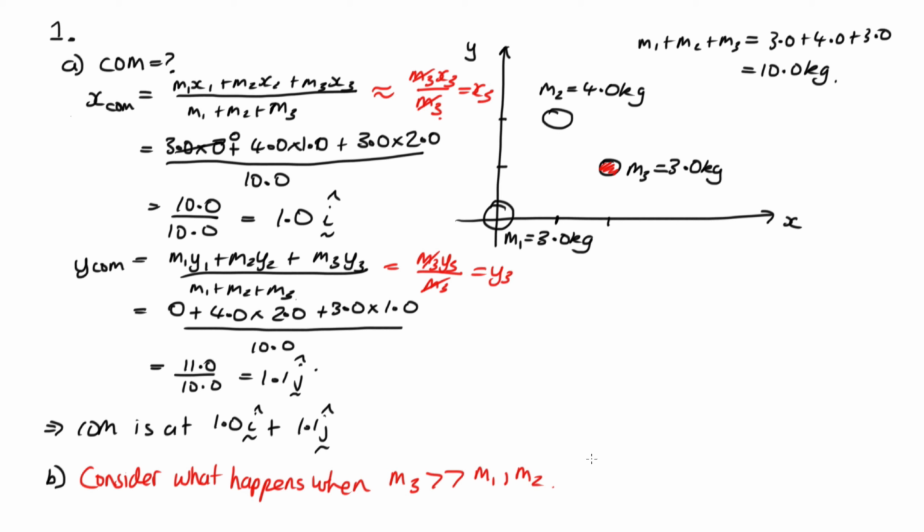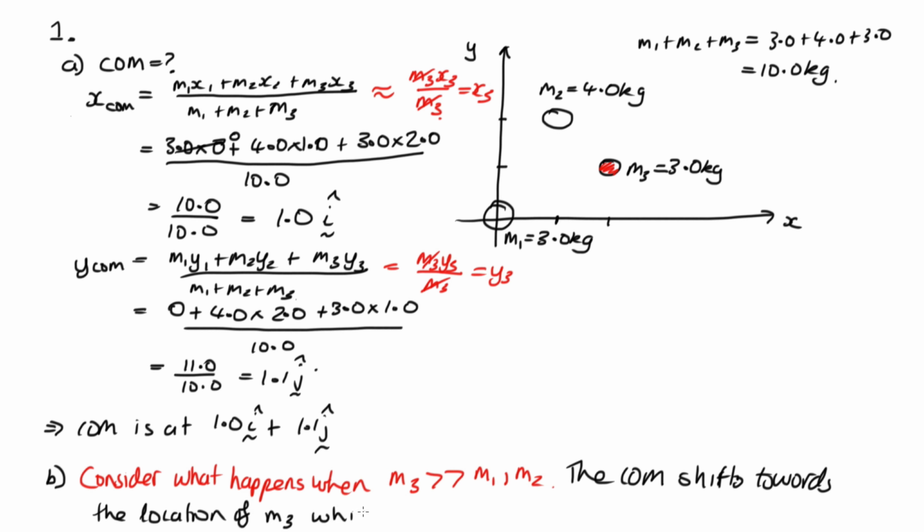So this tells us that the center of mass shifts towards the location of M3, which is 2.0I plus 1.0J.